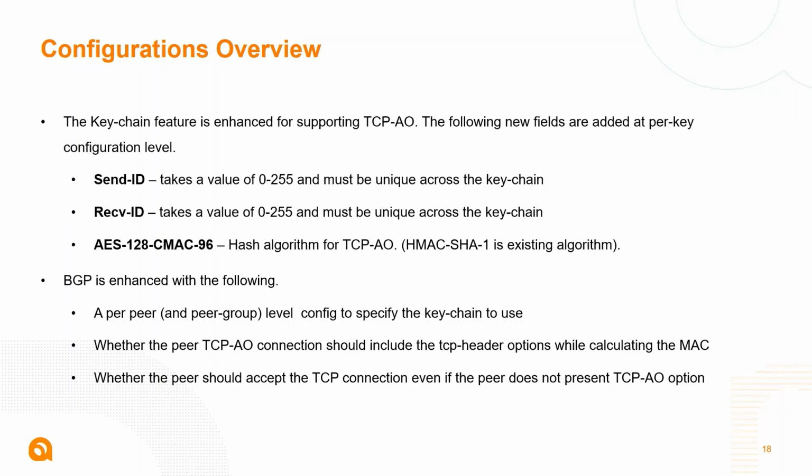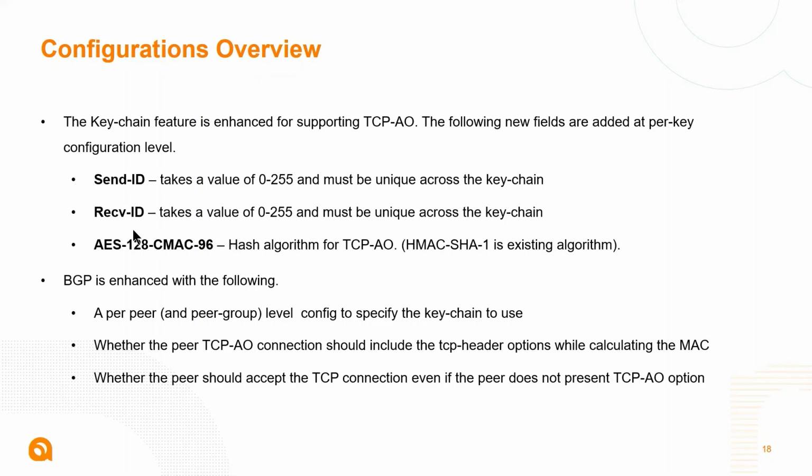And we already talked about two algorithms that are a must for this BGP TCP AO. So one is AES-128 CMAC 96, another is HMAC SHA-1. HMAC SHA-1 was already present in keychain, only the AES-128 CMAC 96 option was newly added in this keychain feature.